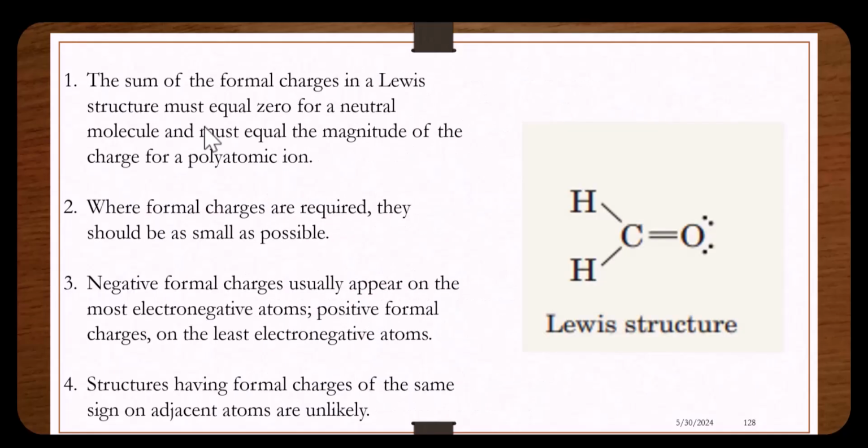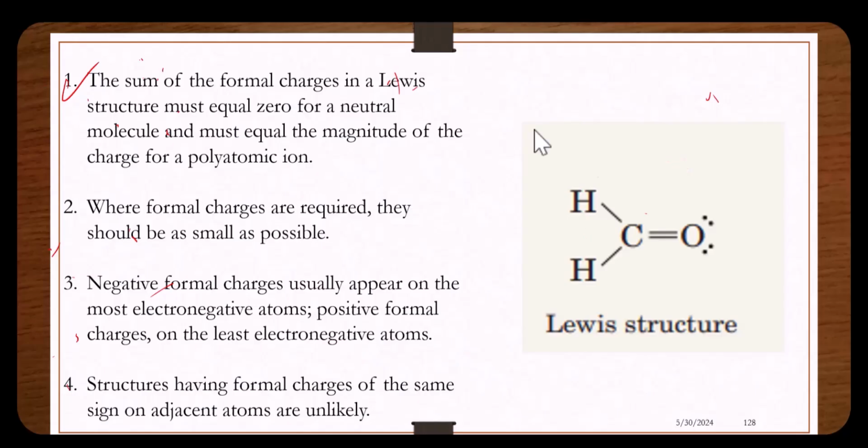Let's go ahead and review the molecule that we just evaluated with these guidelines. We determined that there is a formal charge of 0 on every atom, and if there's a formal charge of 0, we don't put anything on the atom. Looking at the first guideline, it says the sum of the formal charges in the Lewis structure must be 0 for a neutral molecule and must equal the magnitude of the charge in polyatomic ions. So this checks out. All the formal charges are 0, and it's a neutral molecule.